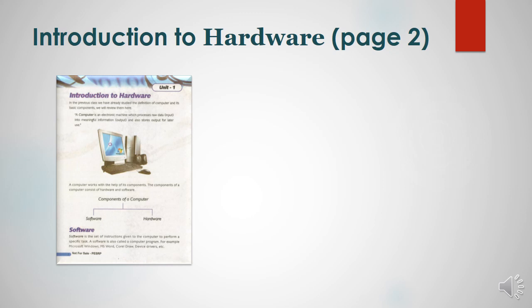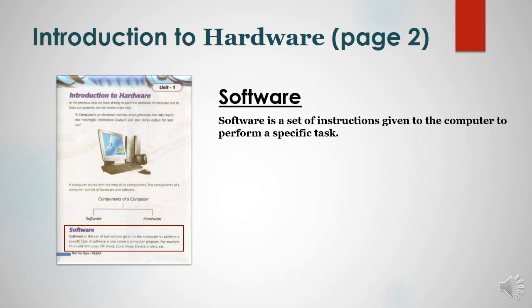Now here you can see the definition of software. Software is a set of instructions given to the computer to perform a specific task. Software are basically some instructions that are given to the computer so that your computer can perform different tasks for you. There can be different tasks that you want to perform with your computer.